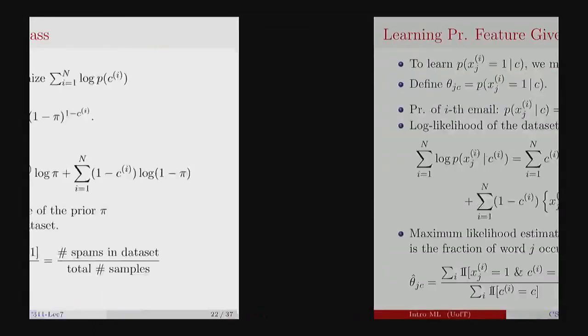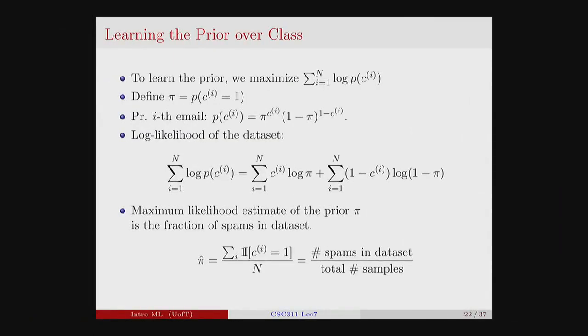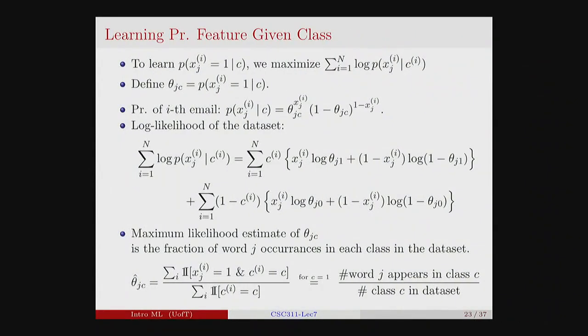So this page tells you how to estimate pi, and this page tells you how to estimate theta_jc. And when you put these two together, you get the estimation procedure for all of the 2D plus 1 parameters in the model, naive Bayes. So that's how you do parameter estimation in the context of this model.